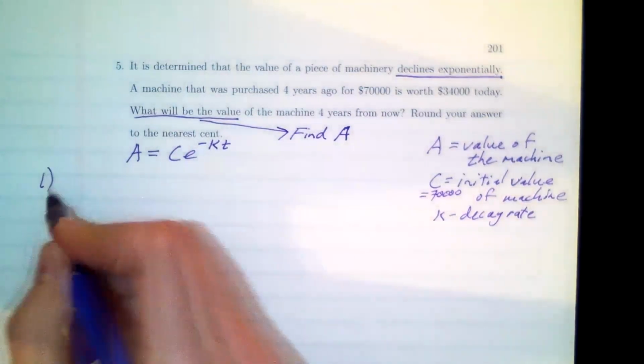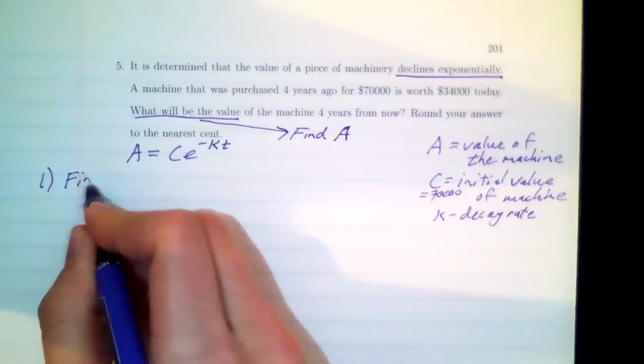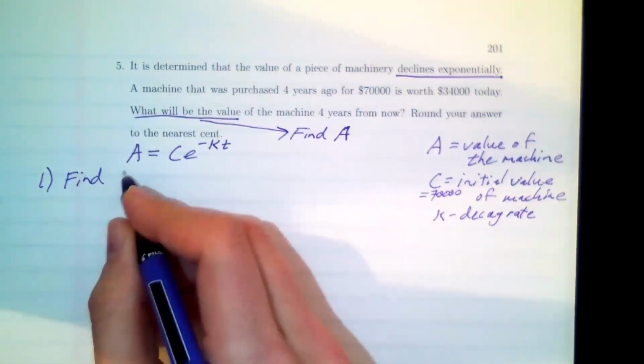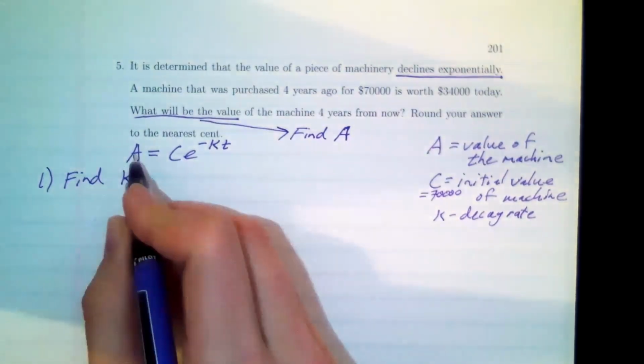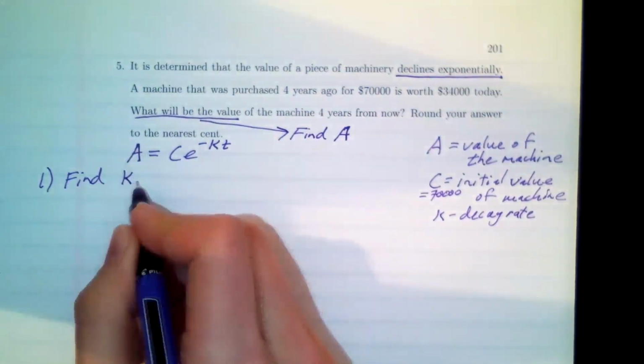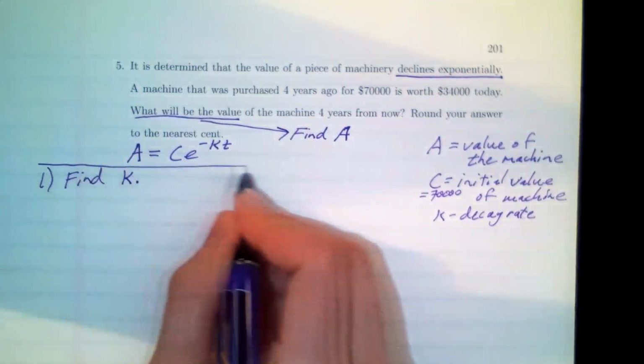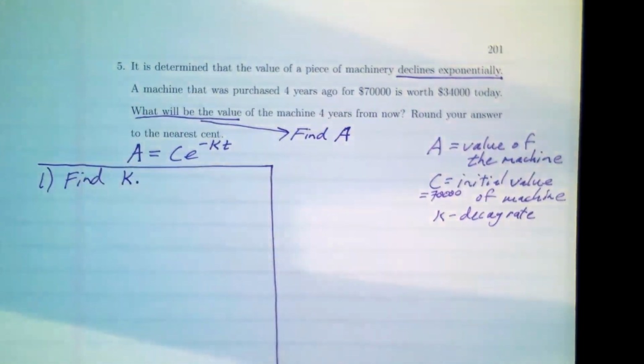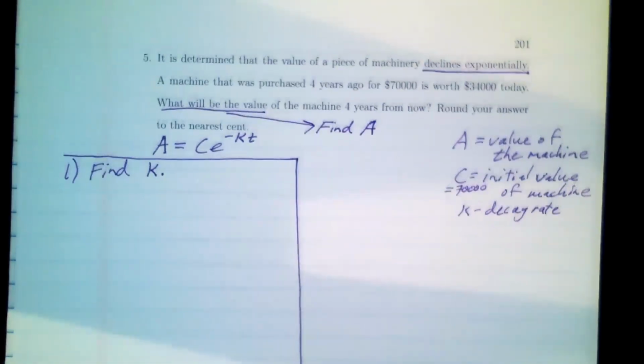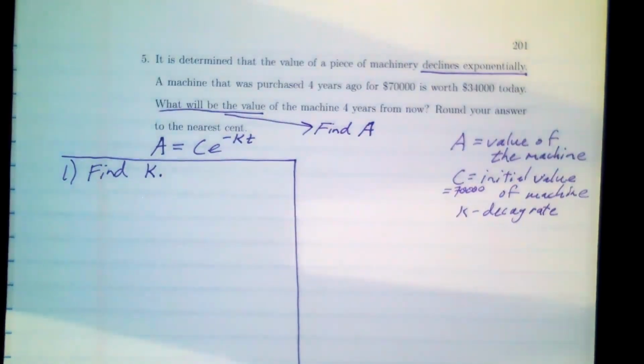So I got to go work off to the side and find the value of K in order for me to be able to find A later. So for this, I'm going to kind of box this off to the side here, because I got to do some side work. Here's where we got to be careful.